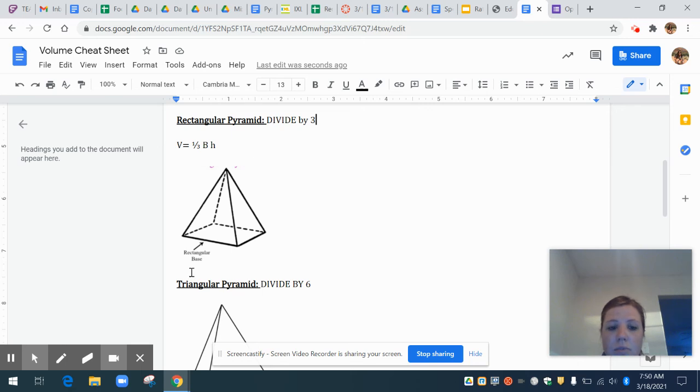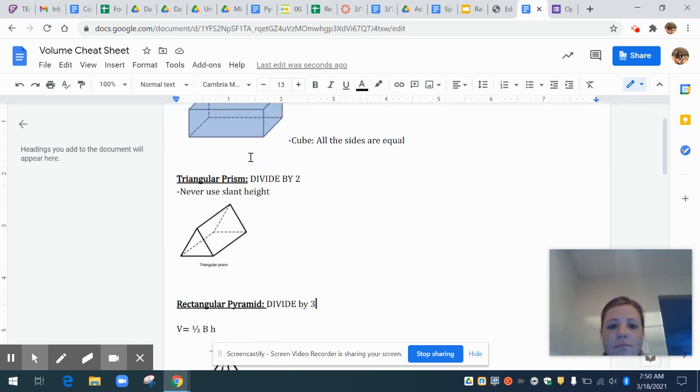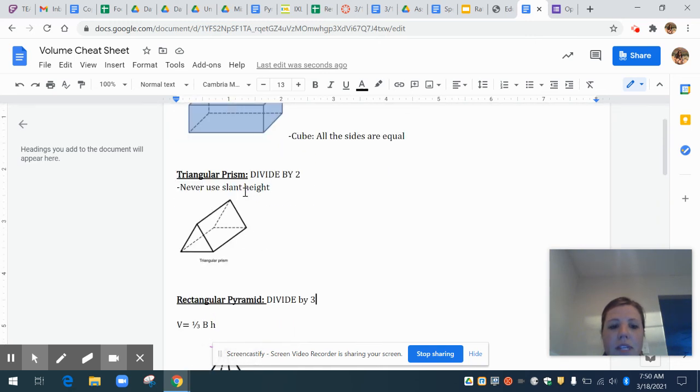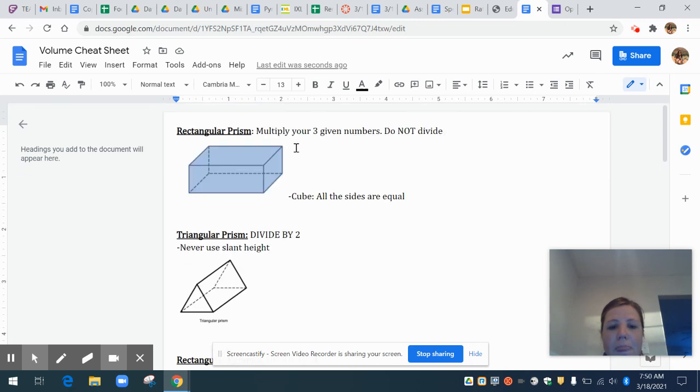Rectangular pyramids, so with a square or rectangle base, you'll divide by 3. Triangular prisms, you'll divide by 2. Okay? And we know the difference between this and this is that the pyramids come to 1 point. This does not come to 1 point. And then for rectangular prisms, you do not divide. You just multiply your 3 numbers. And remember that for cubes, all sides are equal.